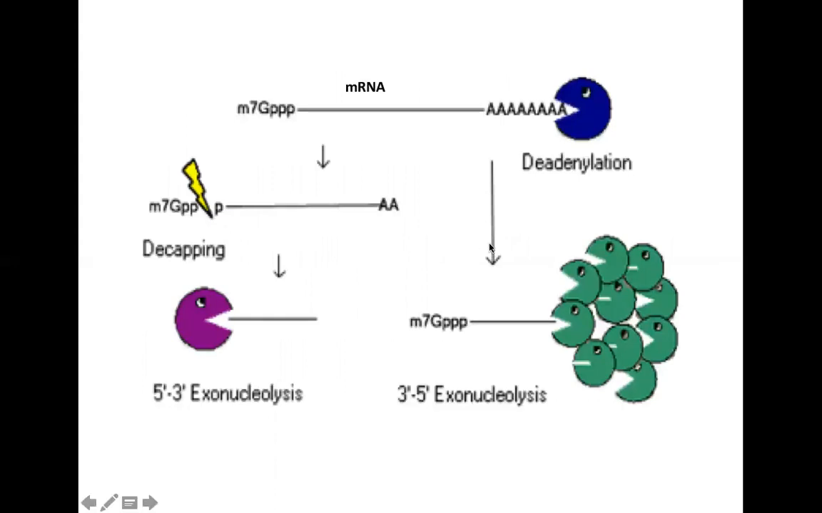So there are two things that can happen in order to degrade an mRNA molecule. We either need to remove the polyA tail, that's what we call deadenylation, and then an exonucleolysis can take place in 3' to 5' direction from this direction. So first we need to remove the polyA tail, and then a set of exoribonucleases can degrade the mRNA molecule in 5' to 3' direction.